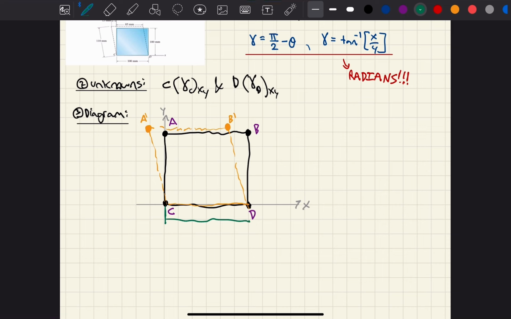This distance over here is 100 millimeters. This is also 100. This is 110. This, I believe, is 15. And this is 85. I hope I'm done now. Yeah, I think I'm done.